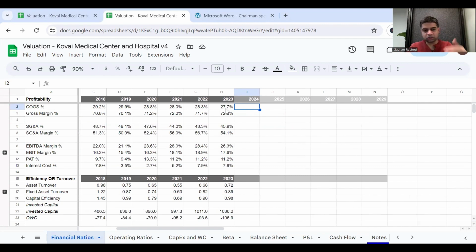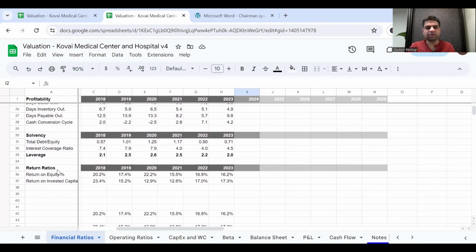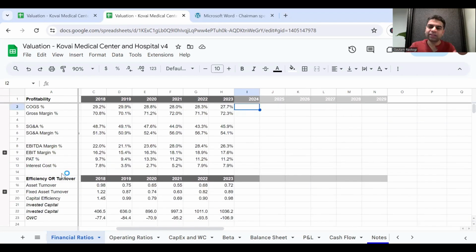So COGS, and the P&L. In the financial ratios, we have profitability, efficiency, solvency and return ratios. Right now in this module, let's just focus on profitability, to see to what extent we can complete the P&L. Obviously, we would not be able to complete the entire P&L because it has dependency on the balance sheet and also the cash flow statement. Once we have the cash, you earn interest on that cash. So you get to know the linkage as we go along.